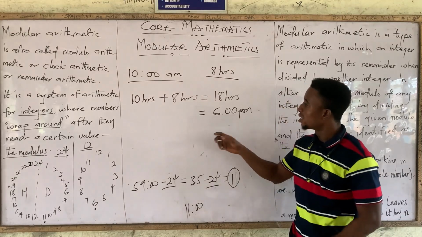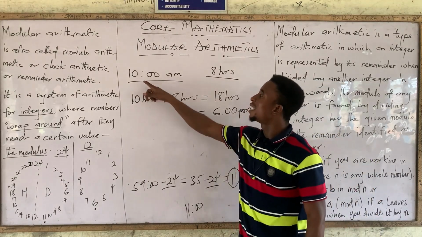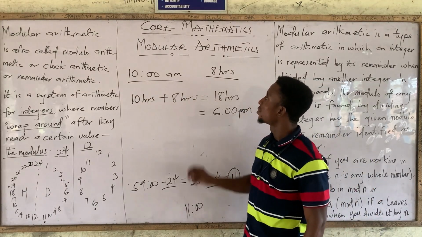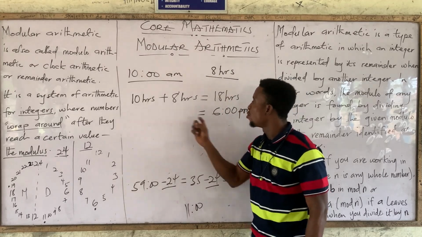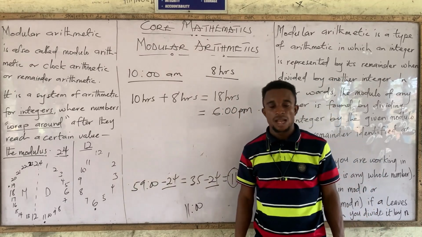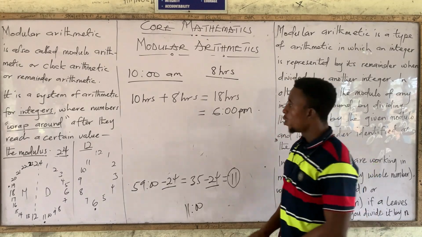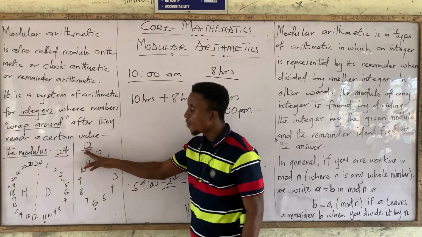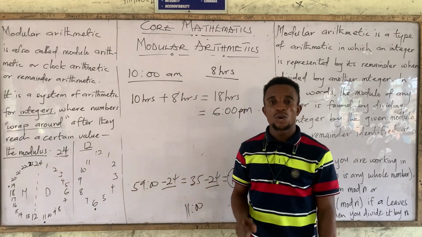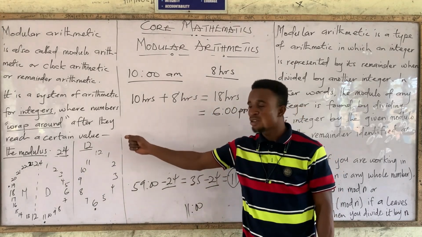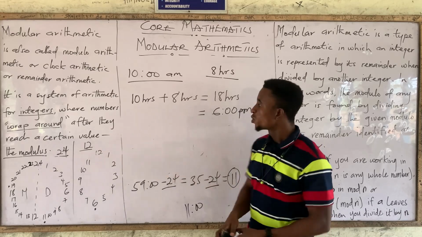Okay, so if we are starting the game at 10 o'clock a.m., in 8 hours time, the time will be 6 p.m. Are we getting that? And how can we work that one too? So this one now, we know we are in the 12-hour clock. So the modulus is 12.